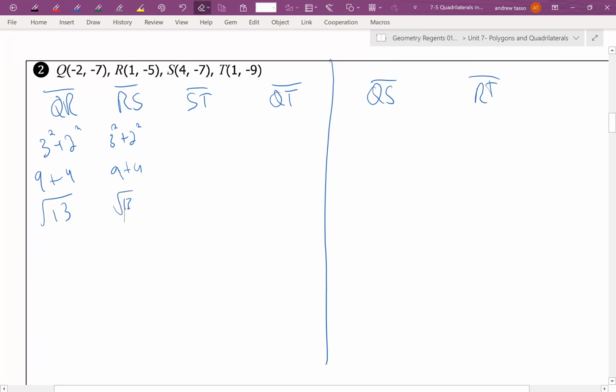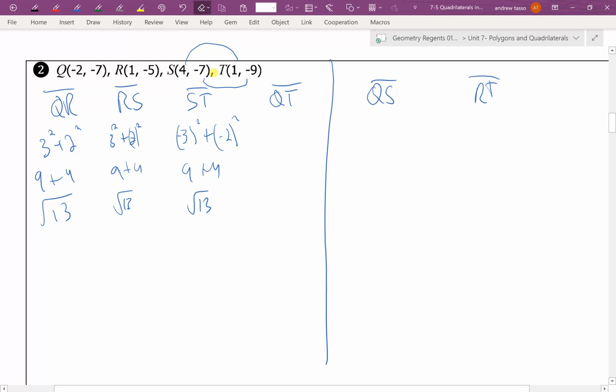Right, next up is ST. So the change in x is negative 3 squared. I'll just put the negative. Negative 2 squared, and that's negative. So we get 9 and 4, which is rad 13.